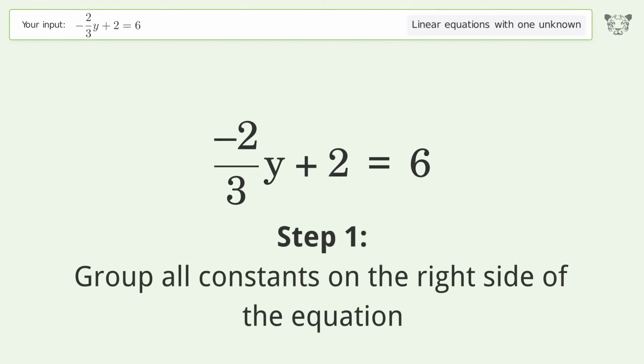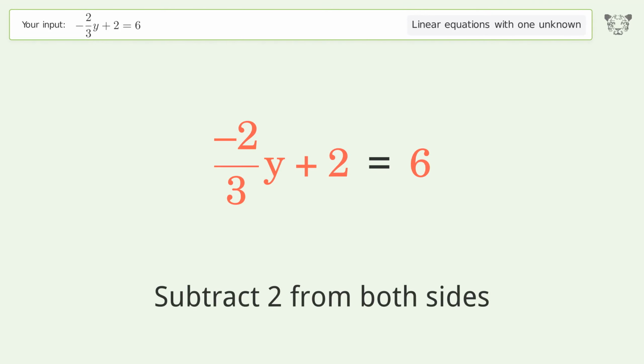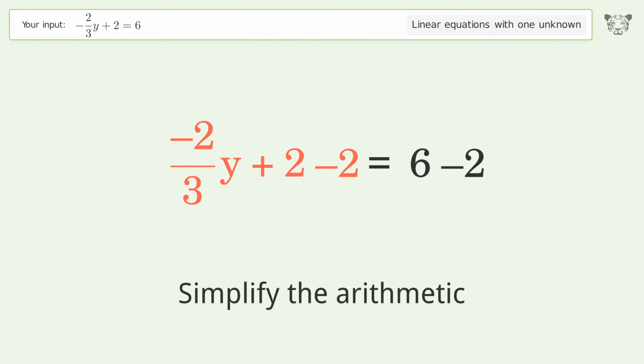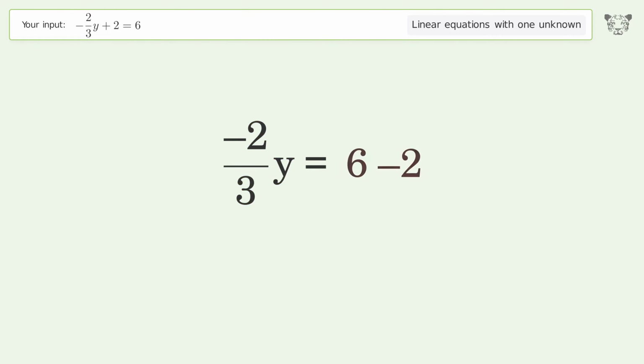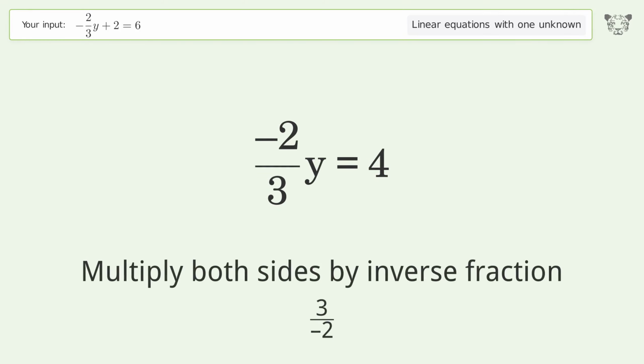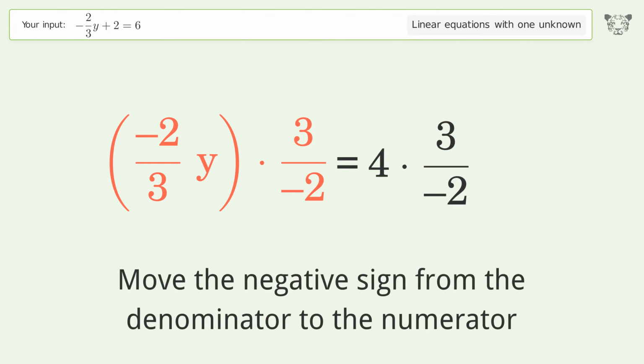Group all constants on the right side of the equation. Subtract 2 from both sides. Simplify the arithmetic. Isolate the y. Multiply both sides by inverse fraction 3 over -2. Move the negative sign from the denominator to the numerator.